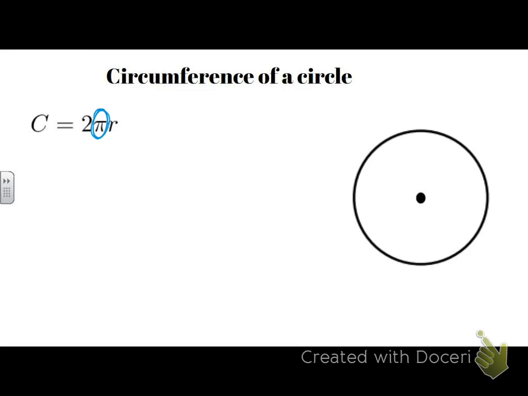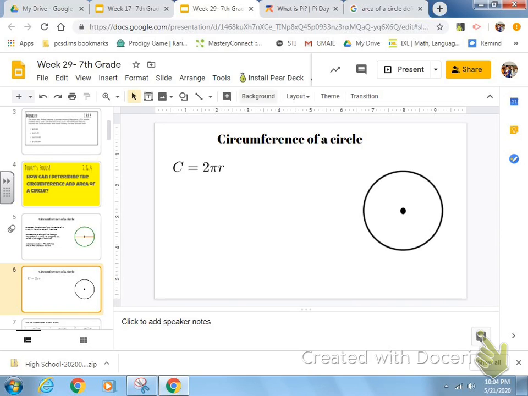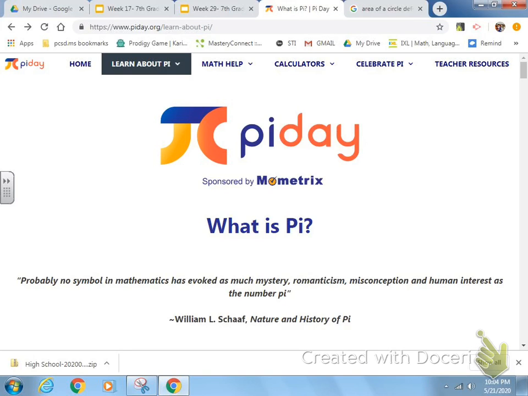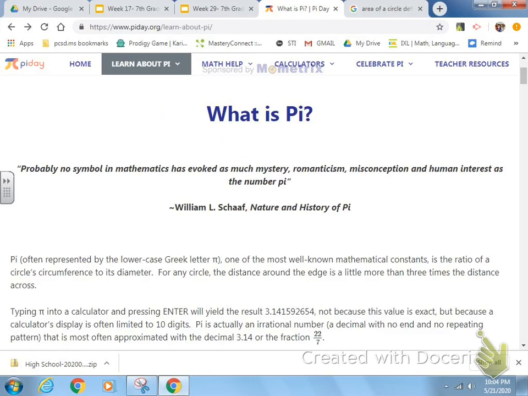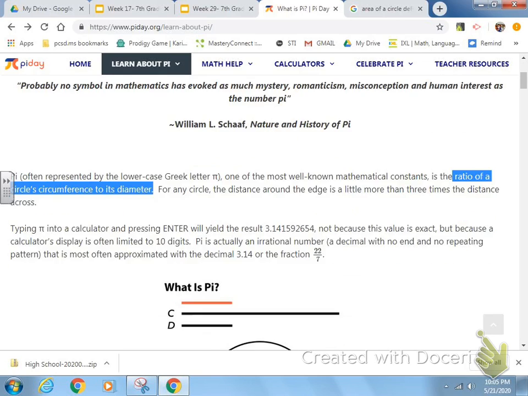So let's hop over to a cool website that is all about pi. There's even a day celebrated called Pi Day. I think it's March 14th because it's 3.14, which is what we usually use to represent pi. So let's read for a second. Pi is one of the most well-known mathematical constants. It is the ratio of a circle's circumference to its diameter. For any circle, the distance around the edge is a little more than 3 times the distance across.